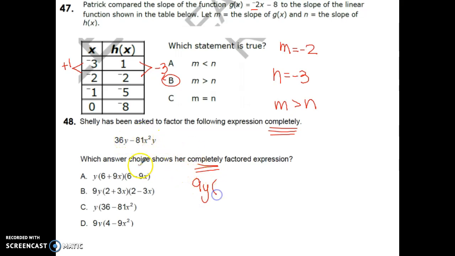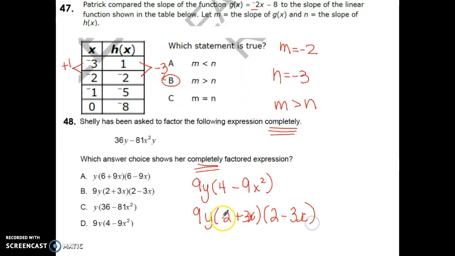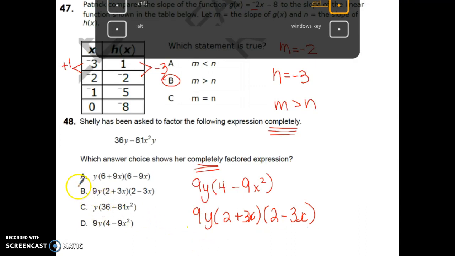So when we bring out a 9y, we end up with 4 minus 9x squared. Well, if I see 2 things being subtracted, I need to ask myself, is this the difference of squares? And yes, it is. So I end up with 9y times 2 plus 3x, sorry, fancy x, y'all like that, it's a French x, times 2 minus 3 French x. All right, and that's the answer.